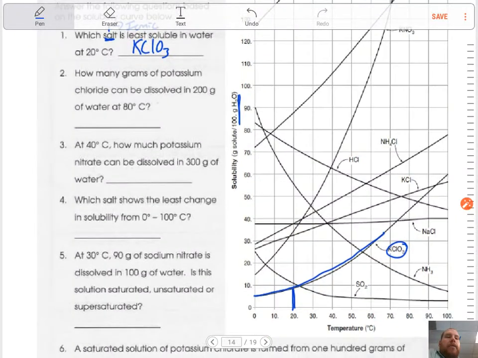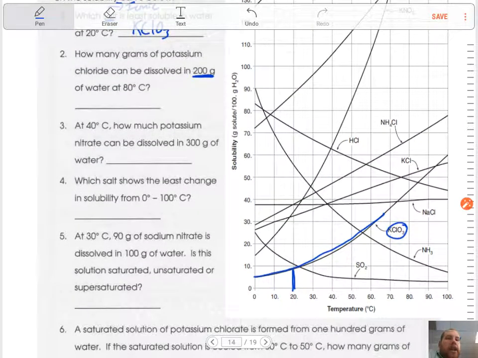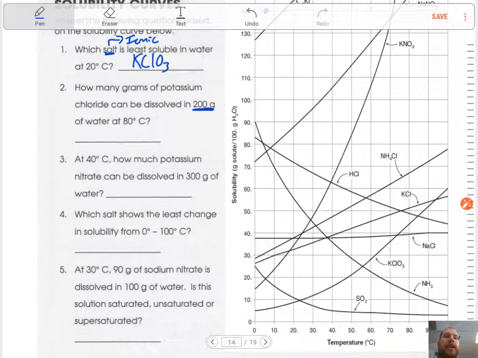Number 2, how many grams of potassium chloride can be dissolved in 200 grams of water? Now, notice what they did here. This 200 grams is going to be important for us. If you just go to 80 degrees and say, okay, how many grams of potassium chloride? Oh, notice how you have to go from a name to a formula. Remember, anytime you go from a name to a formula, guys, and they don't give you prefixes, it's the crisscross method. So this is a +1, chloride's a -1, therefore we get KCl.